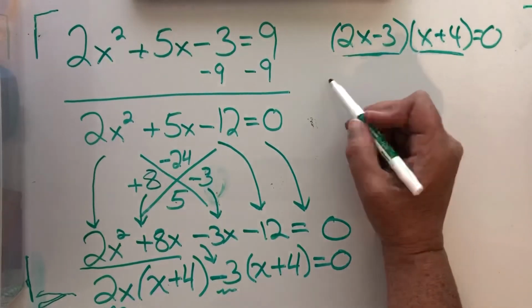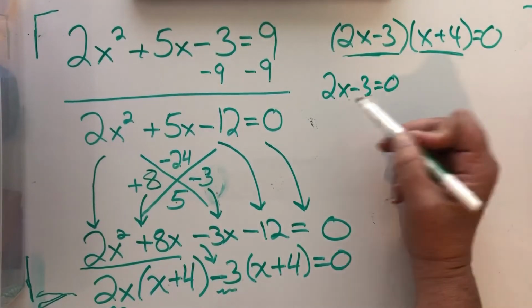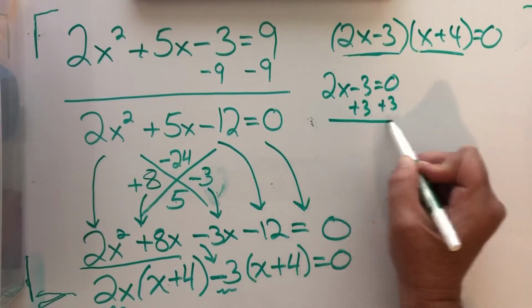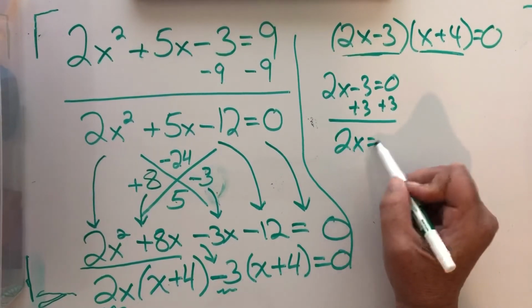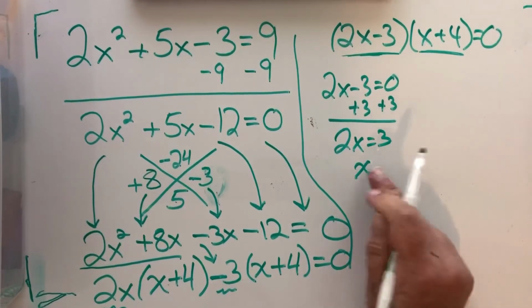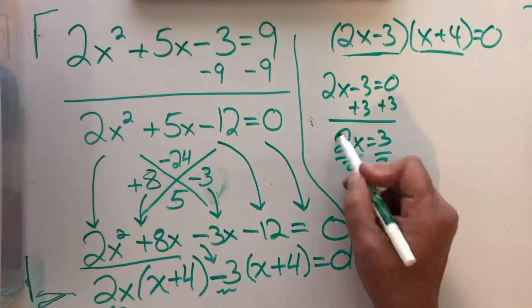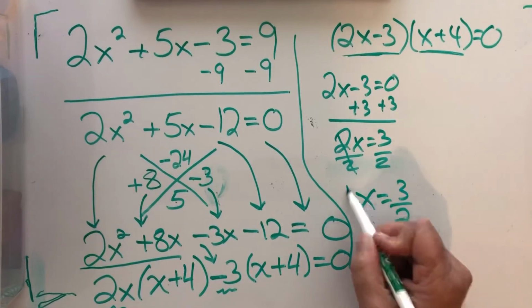So I'm going to try this one. If I want 2x minus 3 to equal 0, what would I need x to be? Well, to find that out, I just add 3 to both sides. Draw a little line here, make that easier. And I get 2x equals 3. And then I have to divide both sides by 2. x equals 3 over 2. That is one of my solutions.